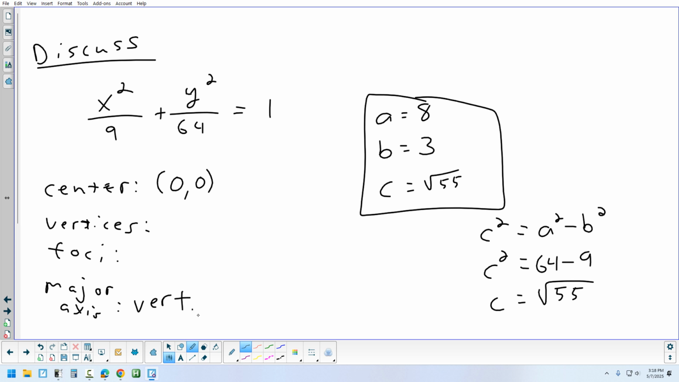Now that we know it's vertical, everything is above and below the center. So what would be the coordinates of your vertices? 0, plus or minus 8. Yep. And the coordinates of your foci? 0, plus or minus square root of 55. Yep. And that would be all the important things I would ask you to describe for an ellipse. Any question on that?